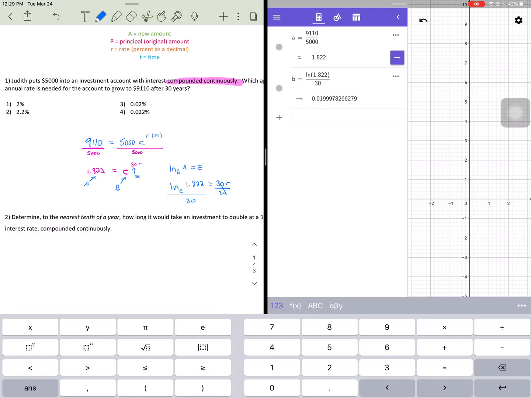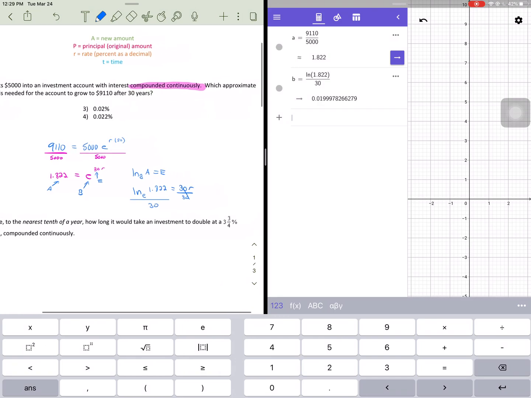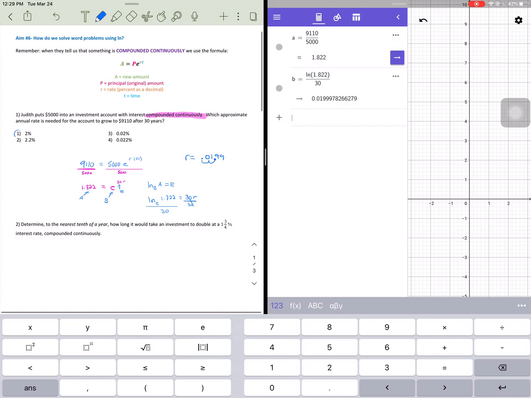Which one is that? 0.0199 is the rate. Now we got to be careful, actually. The rate is 0.0199. What is that as a percent? 1.99%, which is 2%.